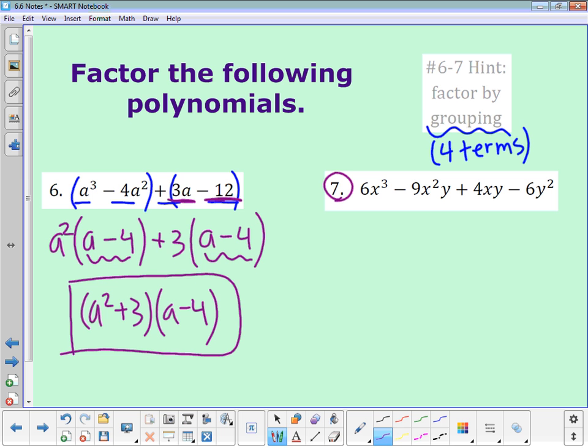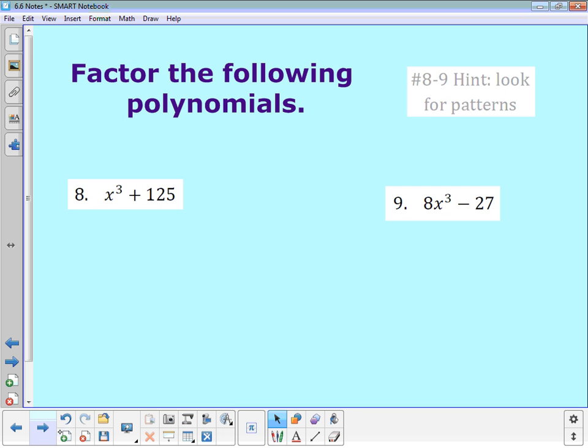All right, we're just going to do the last 2 questions on the page. These have to do with those factor patterns that you saw. Look for the factor patterns. Now, I only have 2 terms in number 8 and 9, so I need to check and make sure, do they fit any of those 3 patterns? Do they fit the difference of 2 squares? Do they fit the sum of 2 squares? Do they fit the difference of 2 cubes?